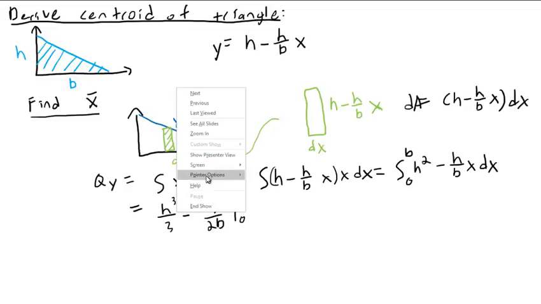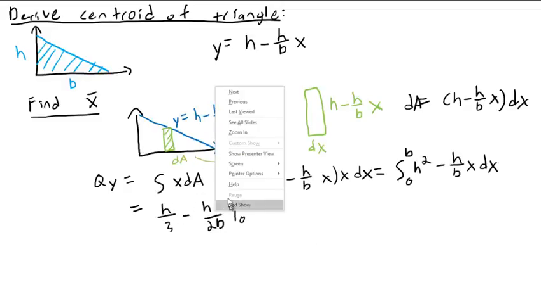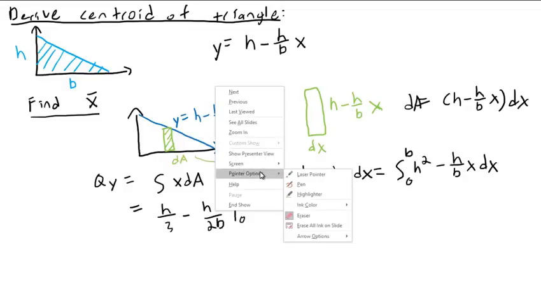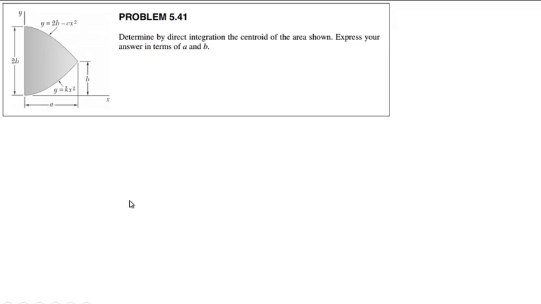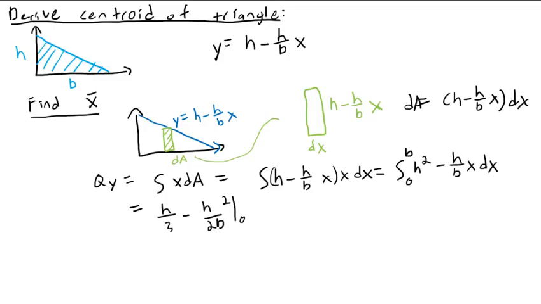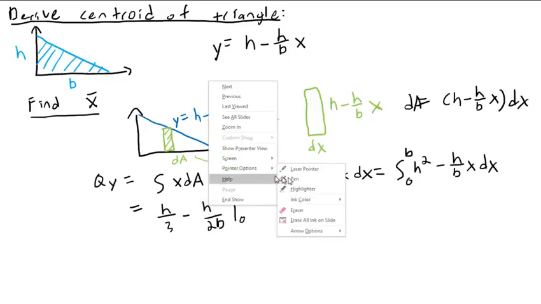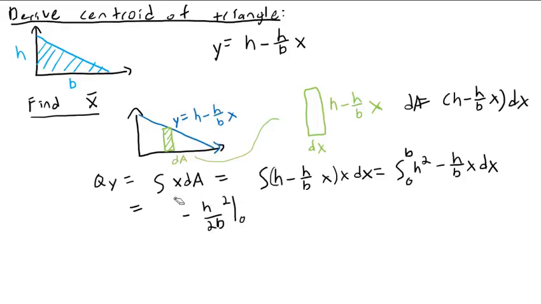Oh, I cannot write. That's h. Sorry. Oh, that's just h. Did I really screw that up? I screwed up the easiest integral you could possibly have. I am sorry. That's just h squared x. Sorry. h squared x here and h x squared over 2b, evaluated from 0 to b.